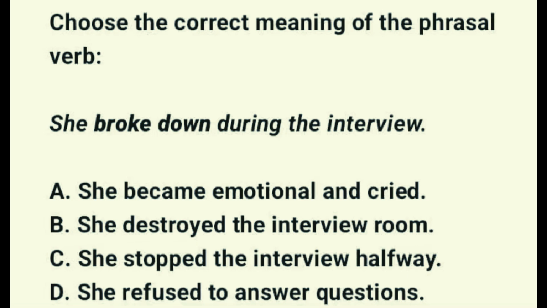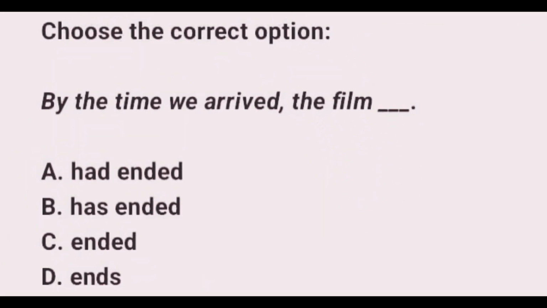That's the meaning of that phrase, broke down. Now, breakdown in human context is to lose emotional control, usually crying. If applied to a machine, it means to stop functioning. So the wrong option is option B. It is too literal. And options C and D are irrelevant. So the correct answer remains option A, she became emotional and cried.